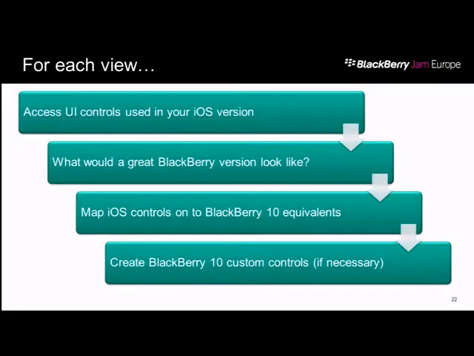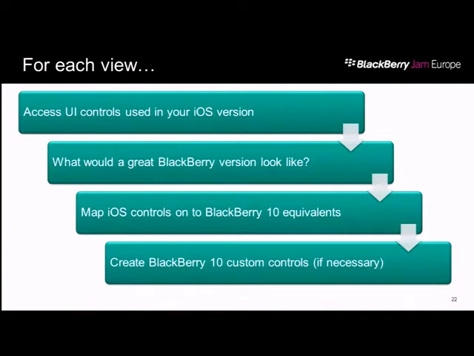For your application, you're going to have a set of views in that application. And my recommendation to you is what you need to do is look at each of those views individually. Now, as Sławek said, what you shouldn't do is basically do a direct mapping of your iOS app in terms of design to BlackBerry 10, because you'll end up with a BlackBerry 10 application which kind of looks iOS-like. That said, there is a lot of mapping between the controls in iOS and in BlackBerry 10.